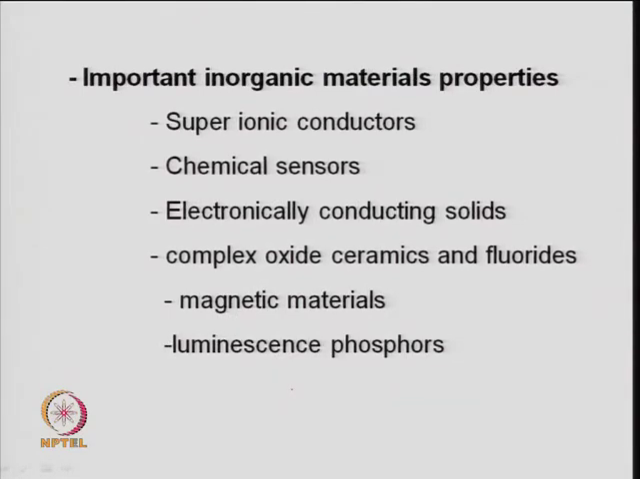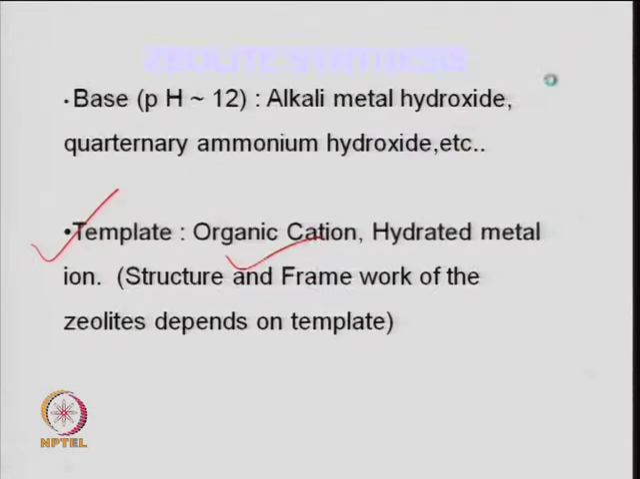The organic and inorganic materials which are used as a templating agent are also equally important. So, what kind of materials should be selected? The inorganic materials which are generally used should have super ionic conducting property. So, they should have some ionic property, chemically sensitive, electronically conducting solids, complex oxide ceramics of fluoride, magnetic, and these kinds of properties which are desired in a final material. But the selection of the raw material is important when you have different types of zeolites, which I just talked about in this case.